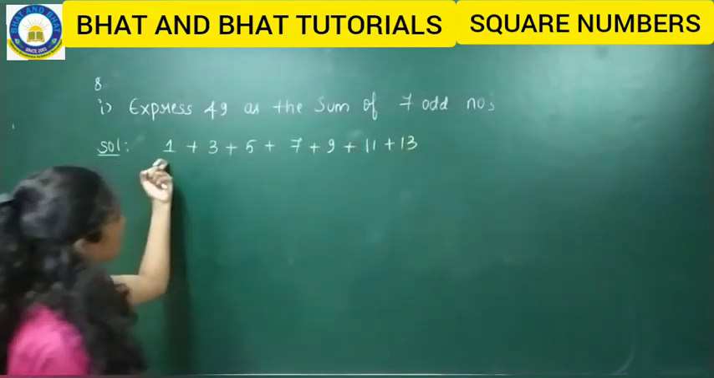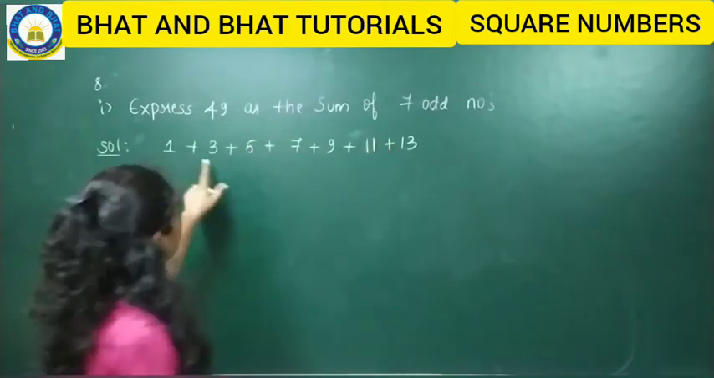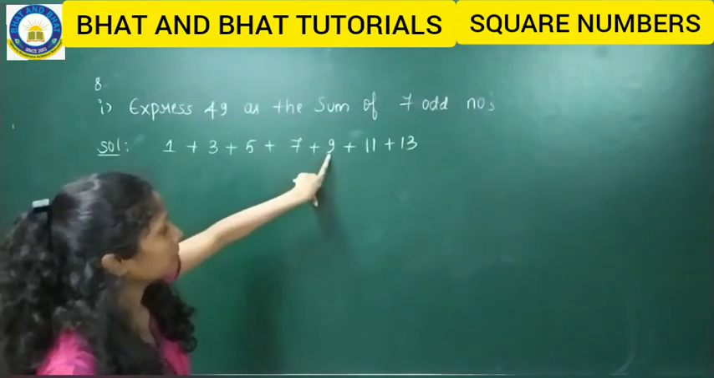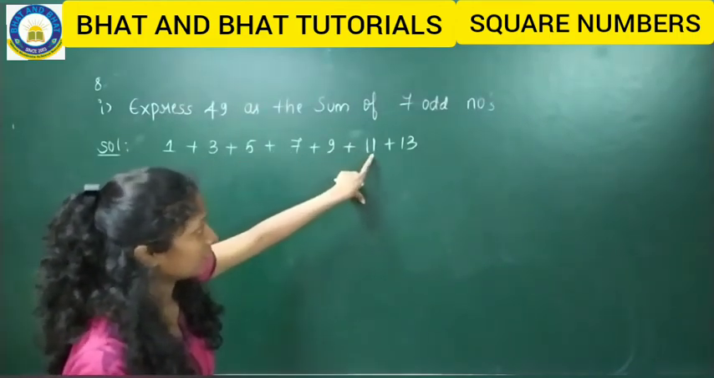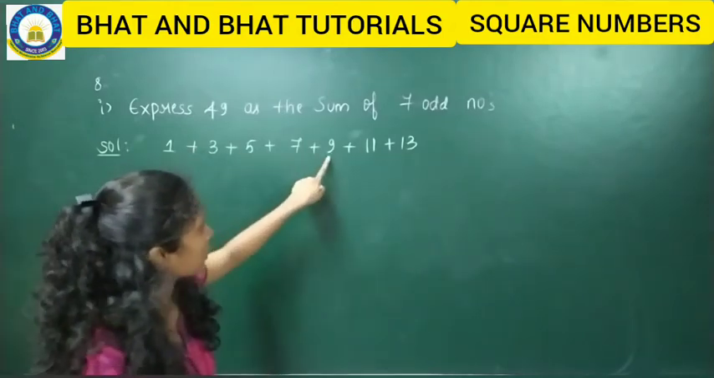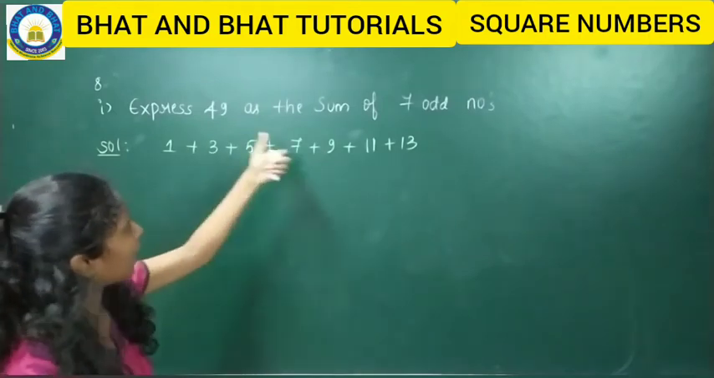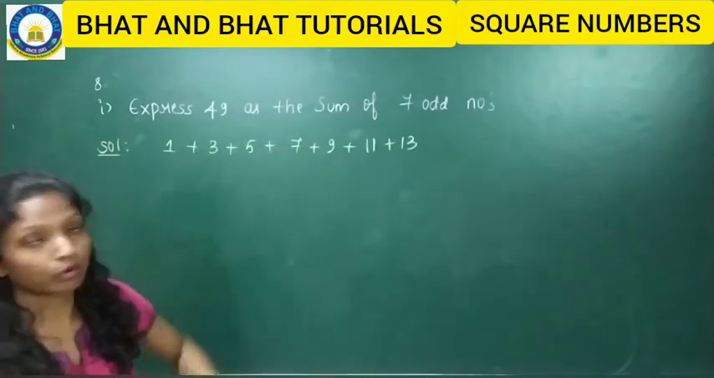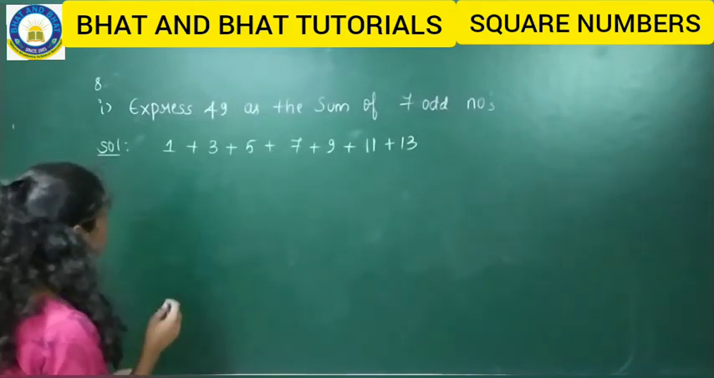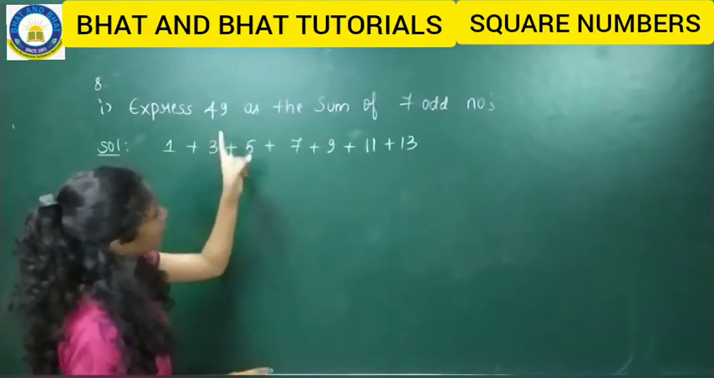So can you see there are 7 odd numbers, that is 1 plus 3 plus 5 plus 7 plus 9 plus 11 and plus 13. So 1, 2, 3, 4, 5, 6, 7. So there are 7 numbers. By adding this, you will get 49 as your answer. So this is your solution. If you want, you can add all these numbers and you can verify.